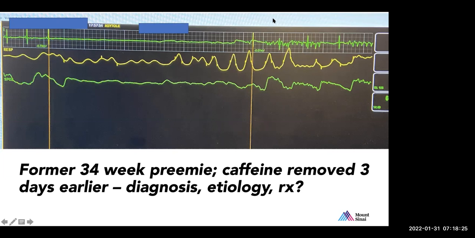Well, we see a very long sinus pause. I'll try to calculate how long it actually is.